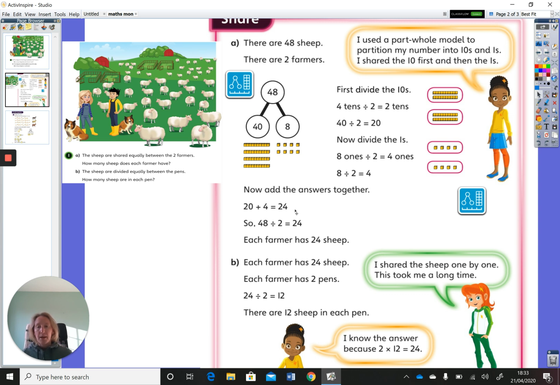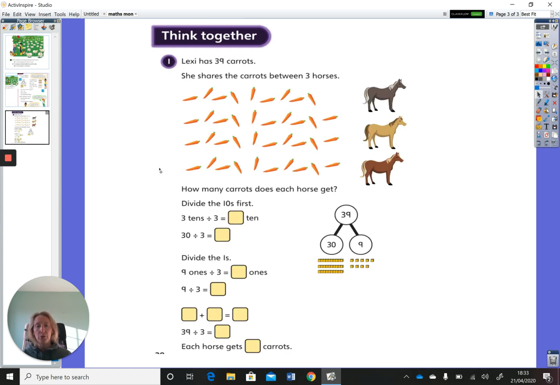Okay? Now, I'm just going to go through another question that's very similar, and then I'm going to point you in the direction of some questions in the Power Maths. So this says think together. It says Lexi has 39 carrots. She shares the carrots between 3 horses. And you can see on the screen all these lovely crunchy carrots and these 3 horses. And the question is, how many carrots does each horse get?